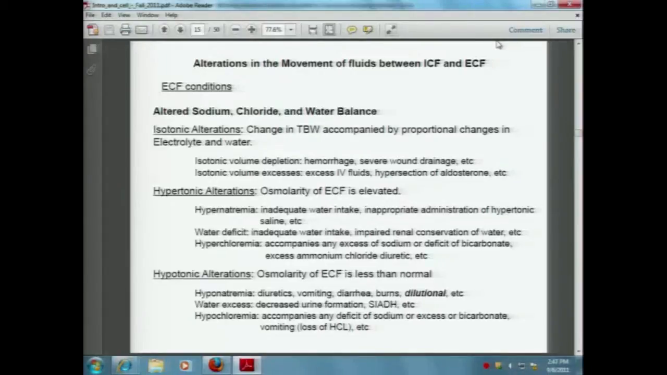Inappropriate administration of hypertonic saline. There are situations where administration of hypertonic saline is appropriate, and it is therapeutic. But if it's not well monitored or if it's given inappropriately, it can cause hypernatremia.